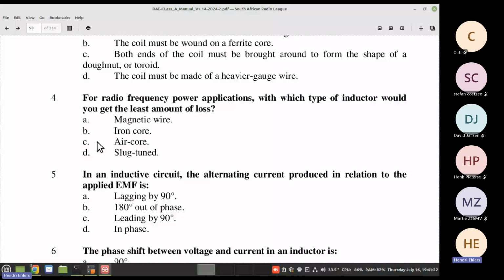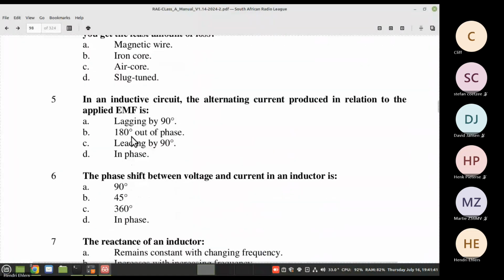For radio frequency power applications, with which type of inductor would you get the least amount of loss? Go with the air core. Correct.